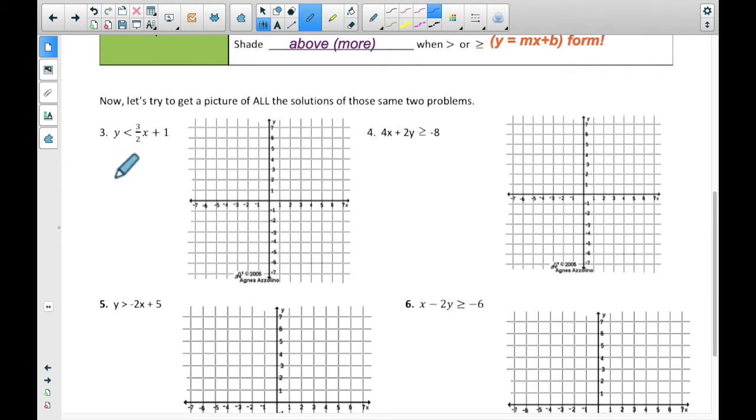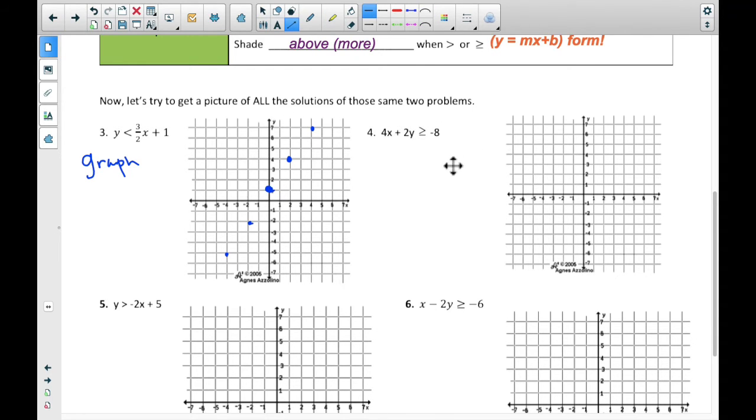Well, first thing we're going to do is graph this line. We're going to graph it by starting at the 1 on the y-axis. We're going to go up 3, right 2. And we can do it again, and we can do it again, and so forth.